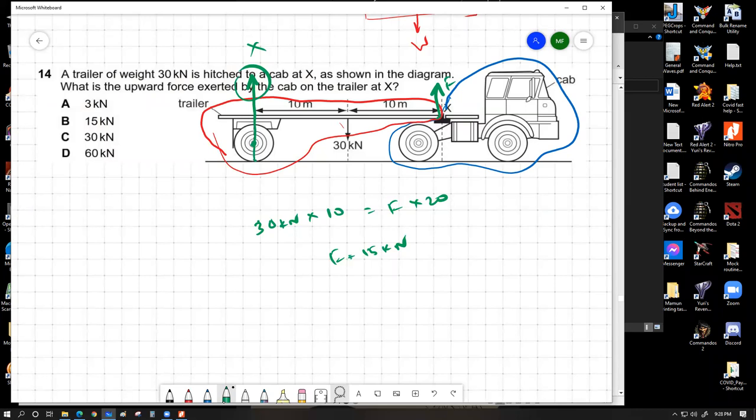Bujhe geche? Yes, sir. Sir, at the rear ta ki amra pivot dhortechi. Rear wheeler axle point ta ke.